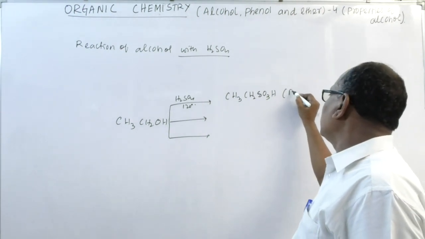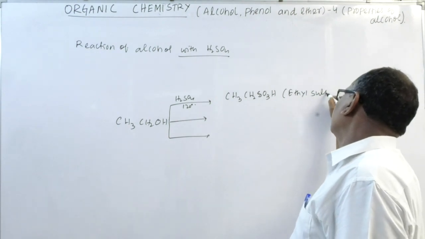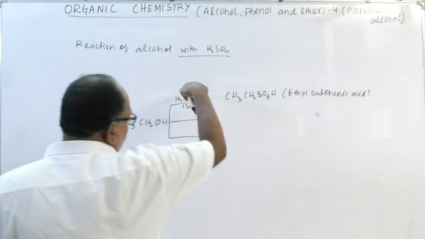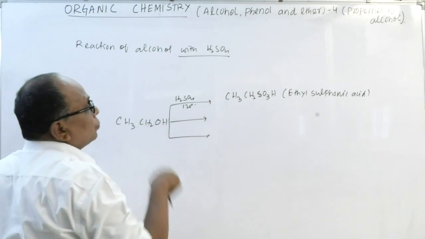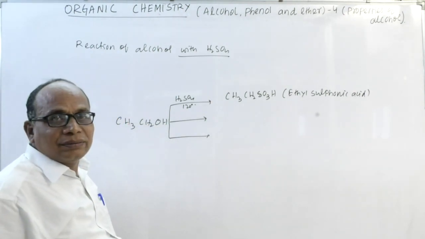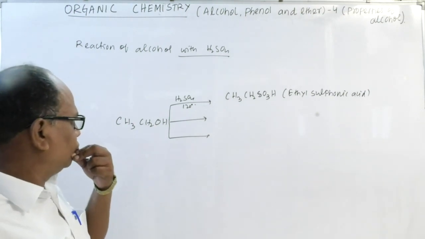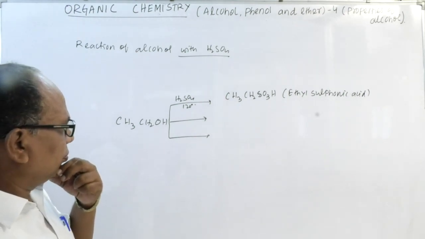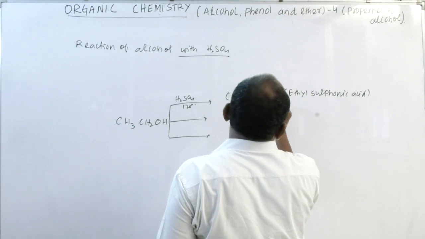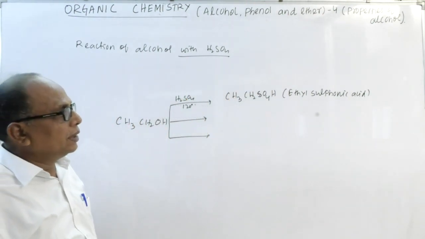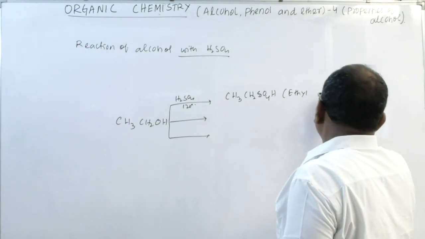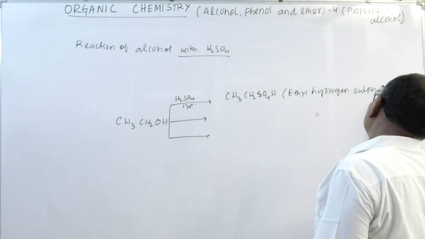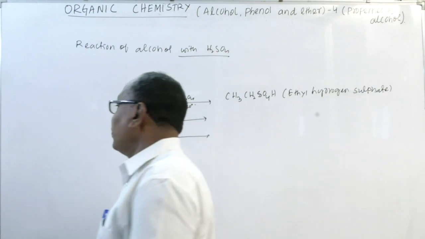That is called ethyl sulfonic acid. Because of the OH group of alcohol and the OH group of this one, this is the ethyl sulfonic acid. This is your HSO4, and that is the sulfonic acid, ethyl hydrogen sulfate. Sorry students, this is called ethyl hydrogen sulfate.